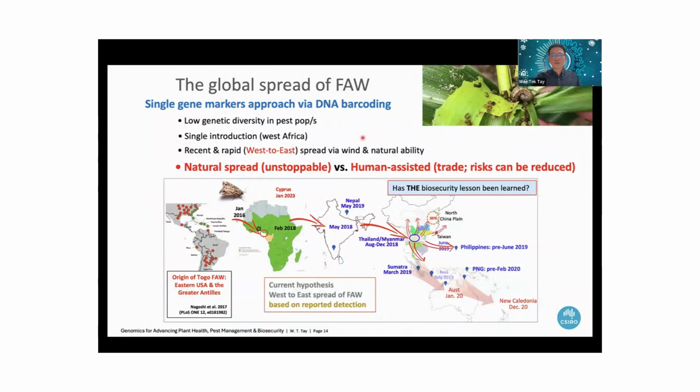So why is it important to reassess the spread pattern of the fall armyworm? Because the current assumption is that it spread really quickly due to natural spread. They are very agile, very strong flyers, and they take advantage of the wind, so they spread very quickly. The alternative hypothesis would be that it is actually assisted by humans, and therefore trade-related. Because this is a trade-related activity, it involves behavior. If we change the behavior, we can reduce the risk.